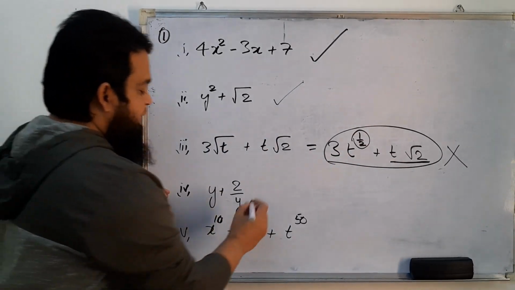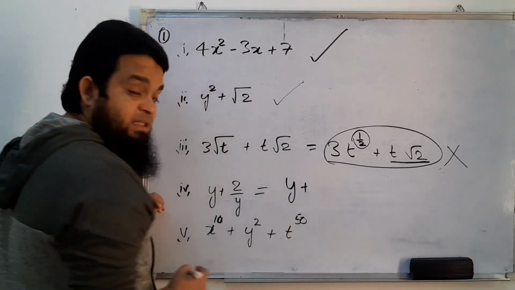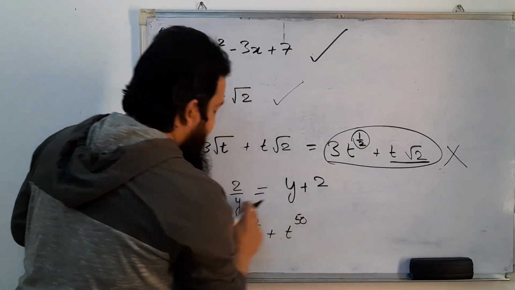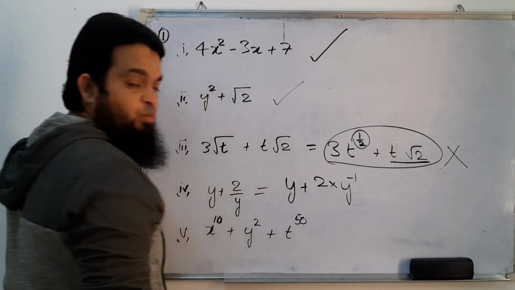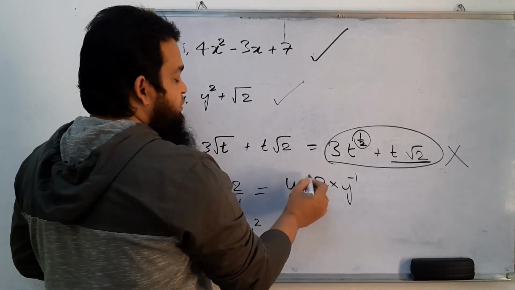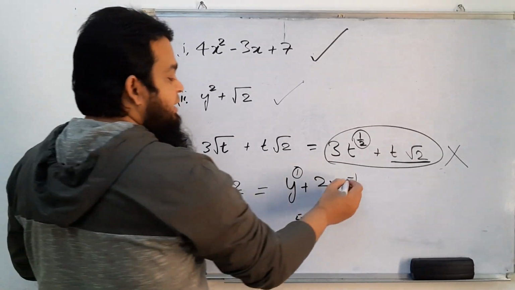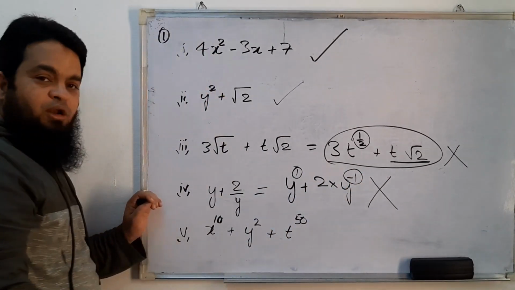Now, let us go for the next one. It is y plus 2 by y. We have already seen in the previous video, when we transpose the y to the numerator, it becomes y to the power of minus 1. So here the exponent of the first term is 1, a whole number. But here it's negative. So therefore this is not a polynomial.